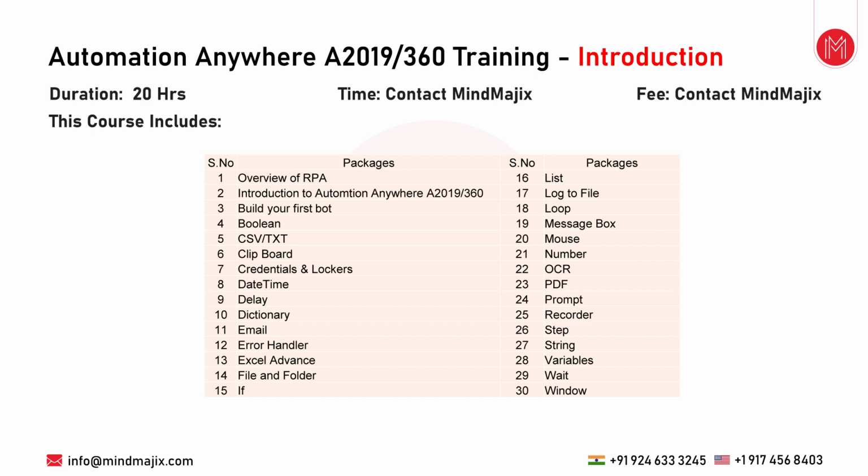First is overall RPA, then introduction to RPA Automation A2019, build your first bot, Boolean, CSV, TXT, clipboard, credential and lockers, date time, delay, dictionary, email, error handling, Excel advanced, file and folder, if, list, log to list, loop, message box, mouse, number, OCR, PDF, prompt, recorder, step, string, variable, wait and undo. These are all actions in Automation Anywhere A2019.